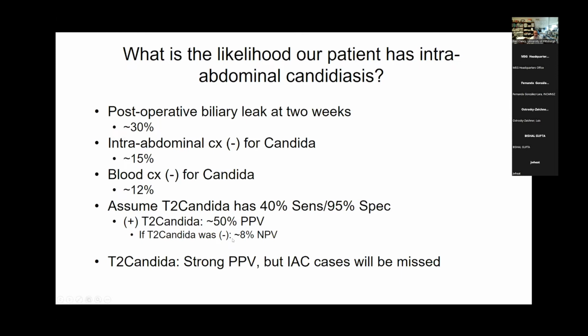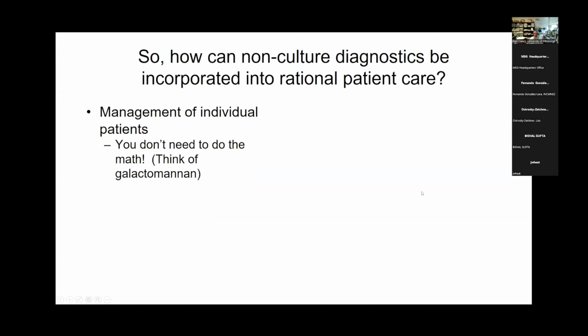And if the test was negative, the negative predictive value is going to be on the order of 92%. So you still have an 8% chance of having disease despite a negative test. So in this setting, very strong positive predictive value. It helped us in our patient, who was ultimately confirmed on another surgical intervention to have intra-abdominal candidiasis, but realize with this negative predictive value that you will miss some cases of intra-abdominal candidiasis.